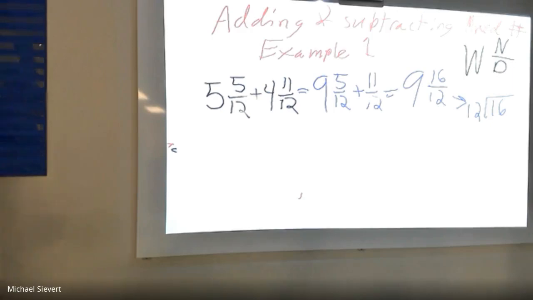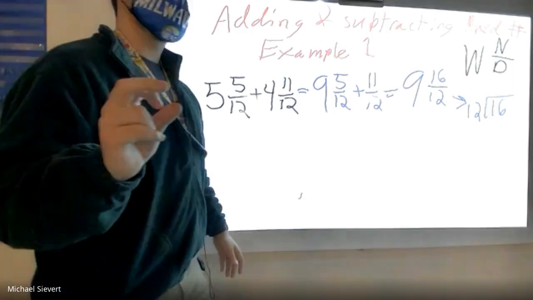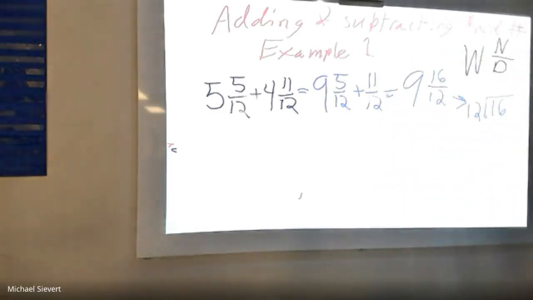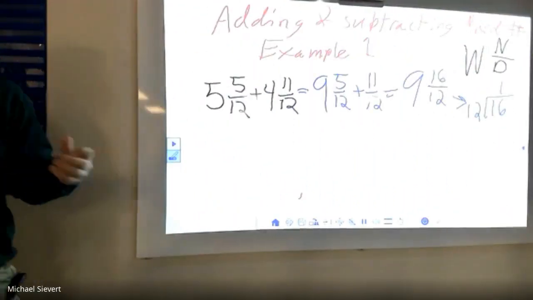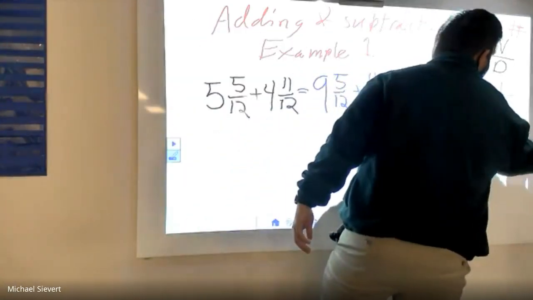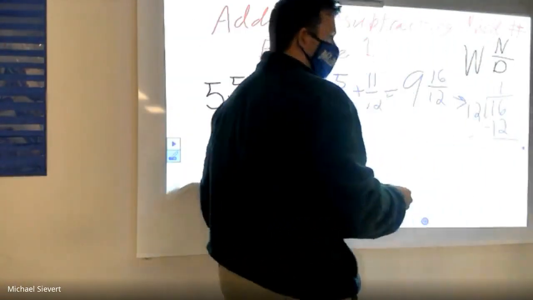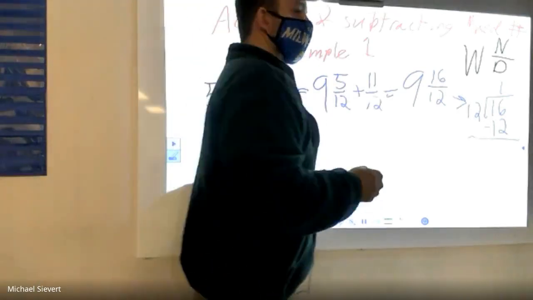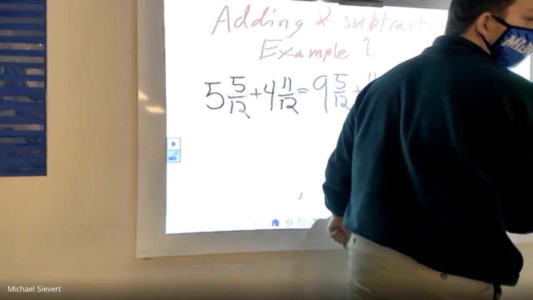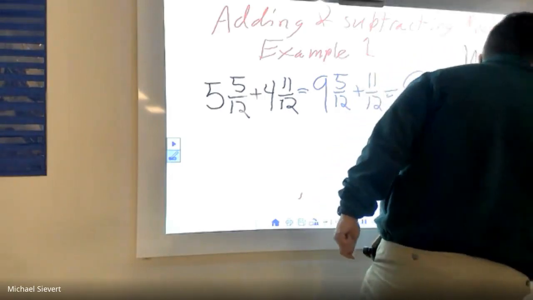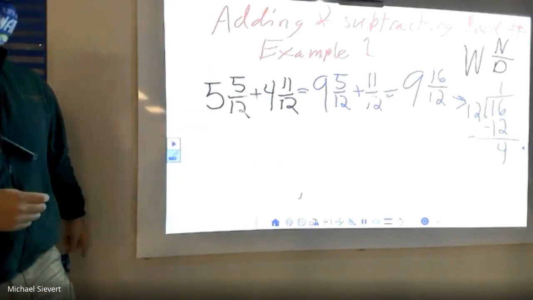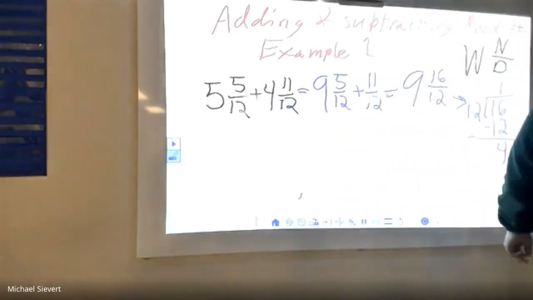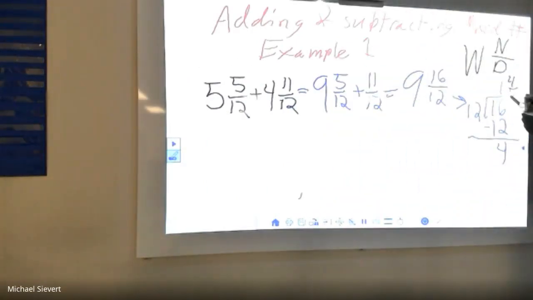So how many groups of 12 are in 16? Destiny. There's just one group. There's one group of 12 in 16, which means then you go 16 minus 12, and you get, Cherish, 16 minus 12. There you go. 4. And you have to put 4 over 12.